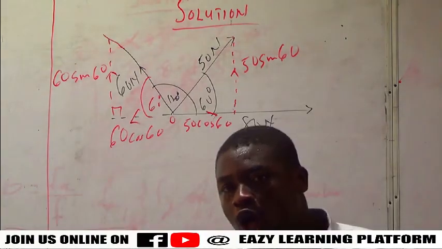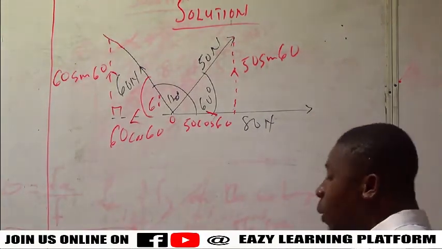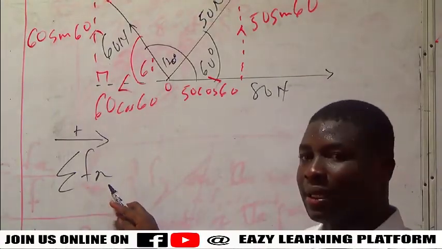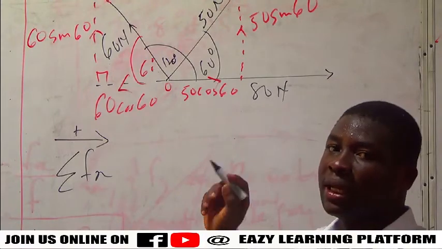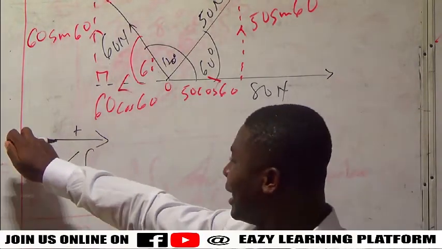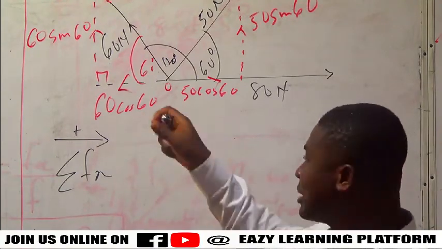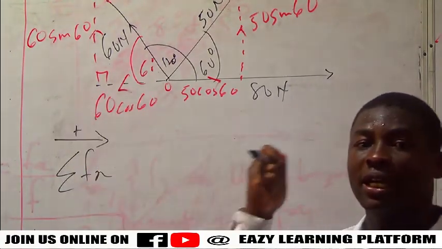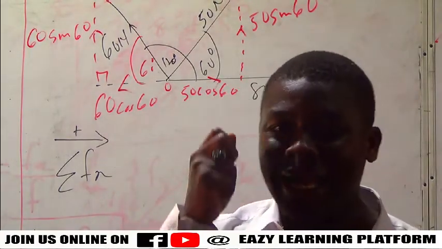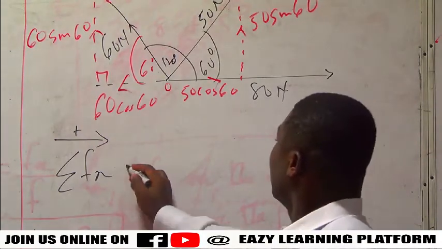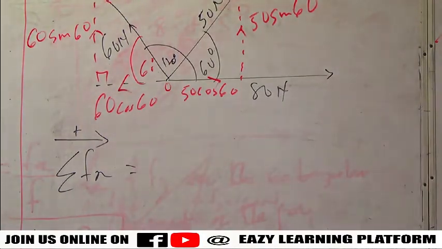So I'm going to sum force in the X component first. Okay, so I have sigma Fx. Then you indicate your direction, that all the forces moving in this direction is positive. It means that the rest of the force that moves in this direction becomes what? Negative. That is why I said that your direction is very important. Okay? So, from the diagram, which of the forces are moving in the X direction?